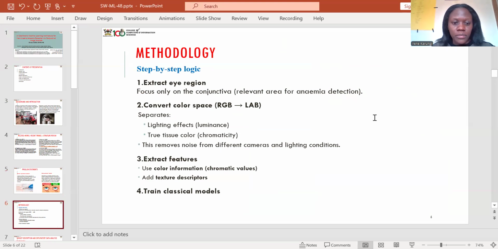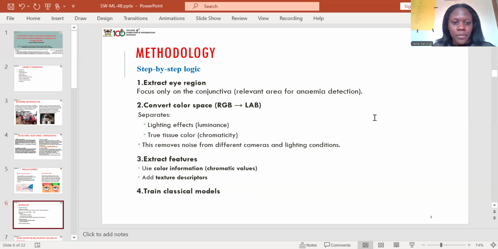So the methodology, we have 4 steps. You extract the eye region, then you convert color space, you extract the features and train classical models. First, conjunctival images were collected and pre-processed. Pre-processing involved resizing images, removing noise, and standardizing color information. And then next, we have converting color space, where color-based features were extracted because color intensity is strongly related to blood concentration and hemoglobin levels.